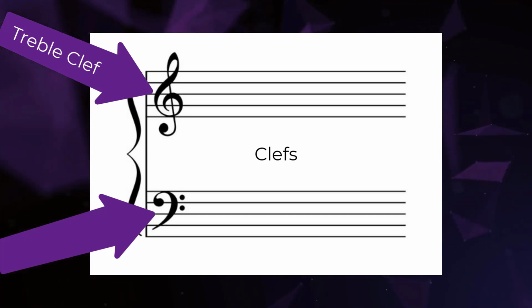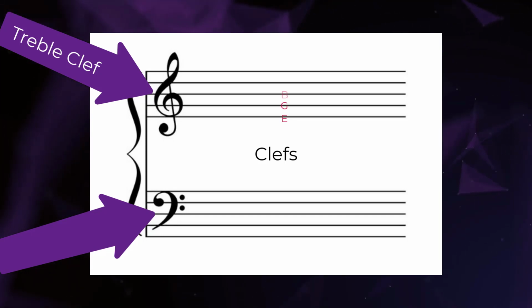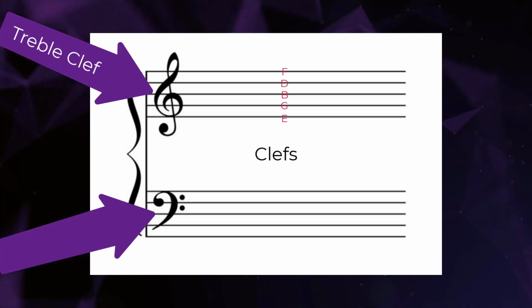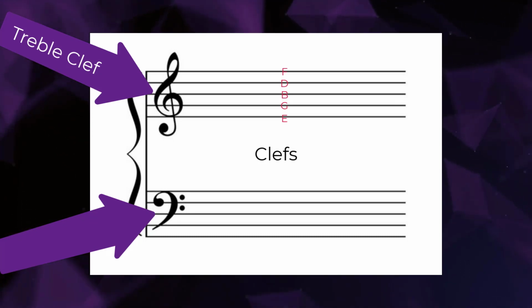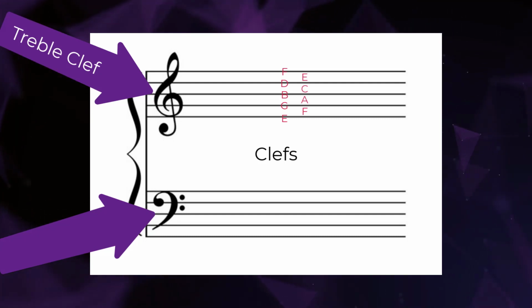The notes on the lines of the treble clef are E, G, B, D, F, or every good burger deserves fries. The notes on the spaces of the treble clef are F, A, C, E, spelling the word face.